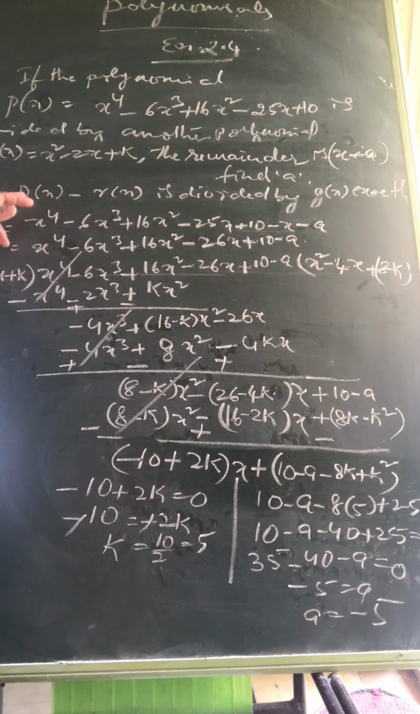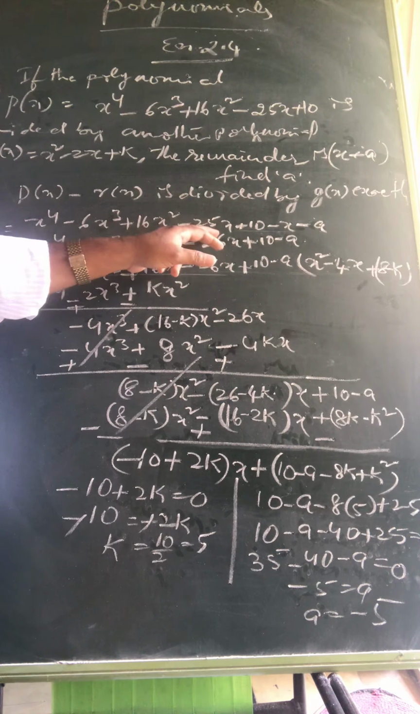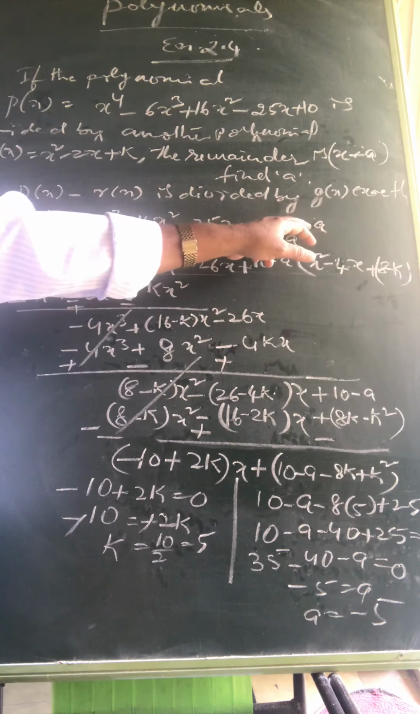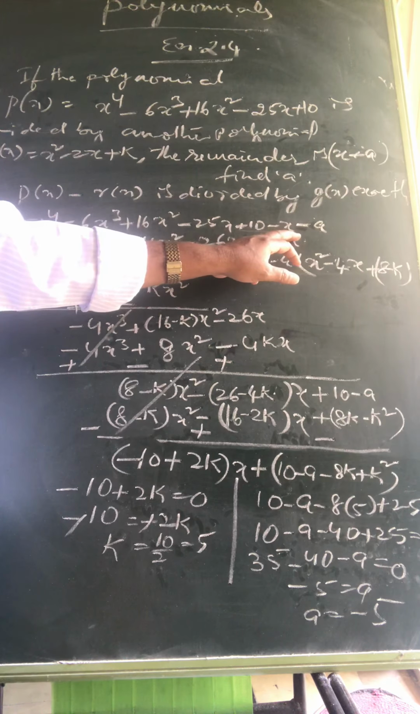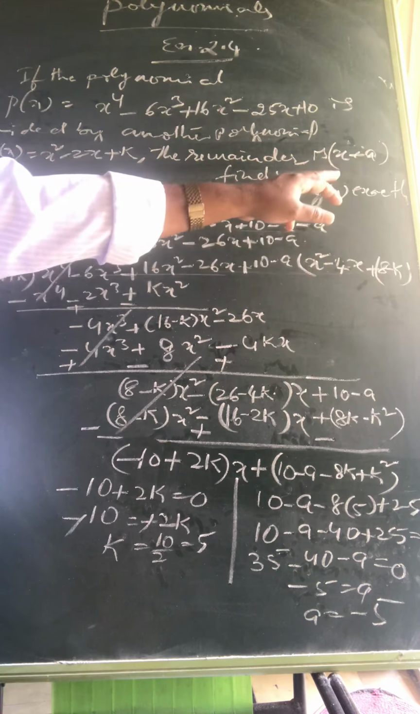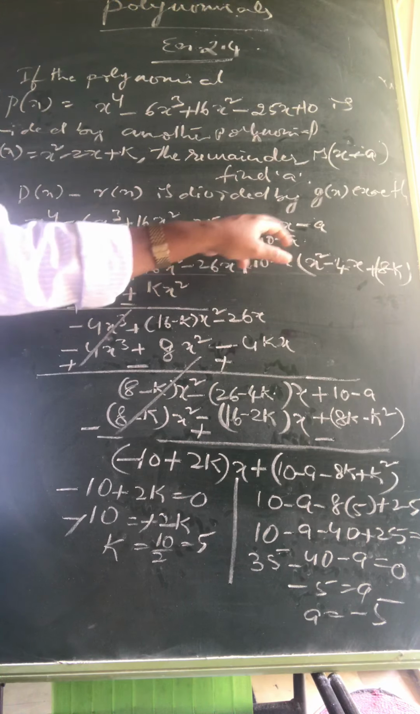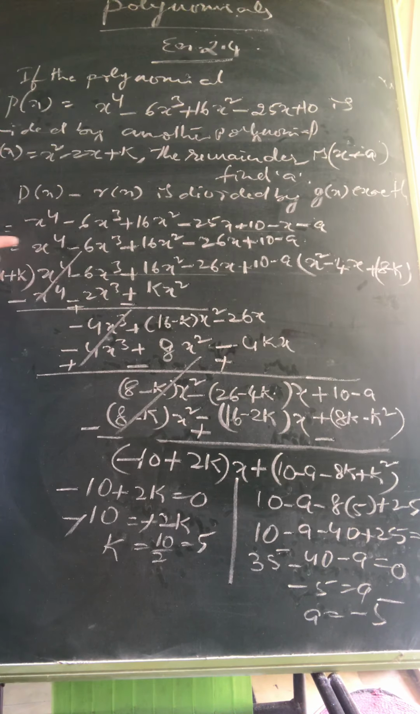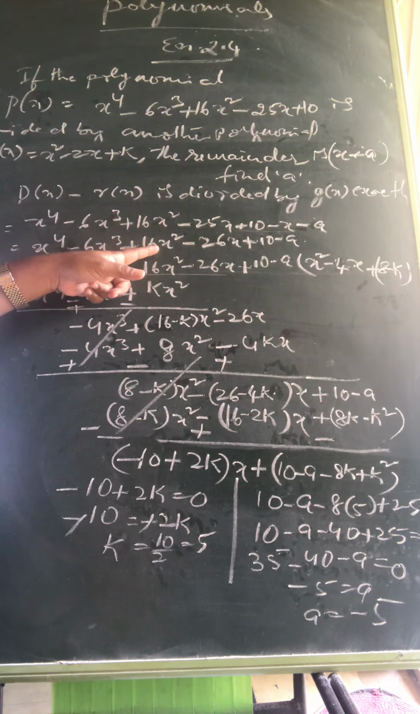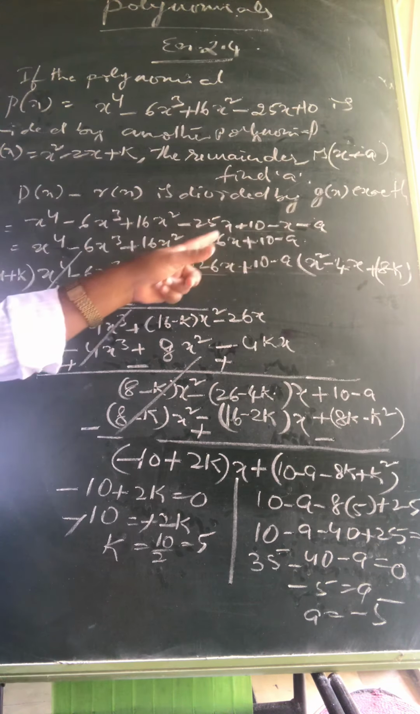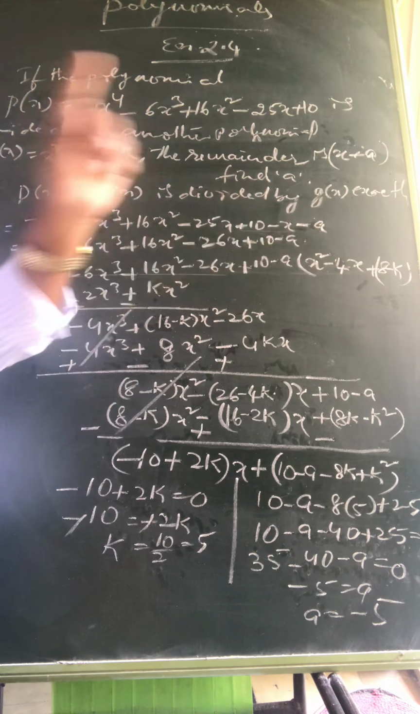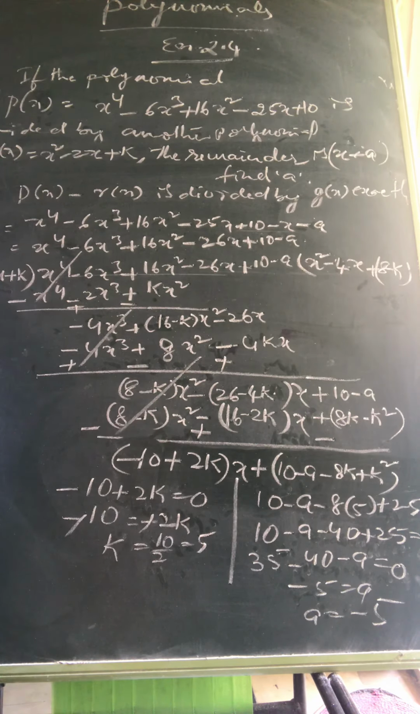Simplify it. Now p of x, x to the power of 4 minus 6x cube plus 16x square minus 25x plus 10, minus x minus a. That means here we are subtracting the remainder. What is the remainder there? x plus a is the remainder. x plus a we subtracted, that becomes minus x minus a. So in the simplification, x to the power of 4 minus 6x cube plus 16x square minus 25x minus x, minus 26x plus 10 minus a. Now this is divided by g of x, x square minus 2x plus k.